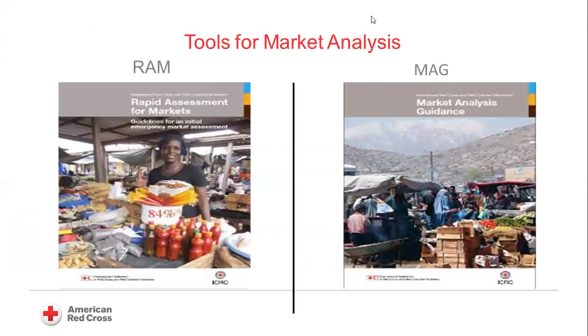So this is just a view of the RAM and the MAG. You can literally type RAM IFRC online or MAG IFRC online, and then you'll have this available in a PDF version, and it walks you through how to conduct a rapid market assessment or this longer term market analysis guide.